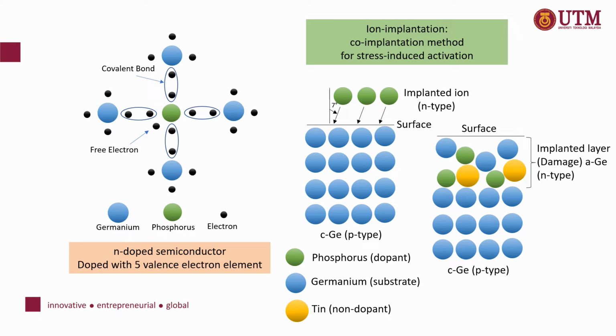Then, how do we introduce the dopant ion to the substrate? In this experiment, we use ion implantation, which is the co-implantation method. The reason we use the co-implantation method is for stress-induced activation. We shoot two different sizes of ion, which are phosphorus and tin, into the germanium substrate.